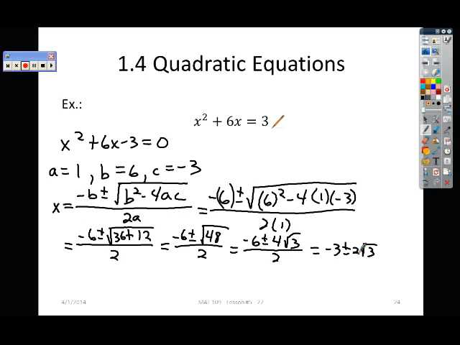So any questions about how to apply the quadratic formula? The setup, the solution, any of that? Okay, good.